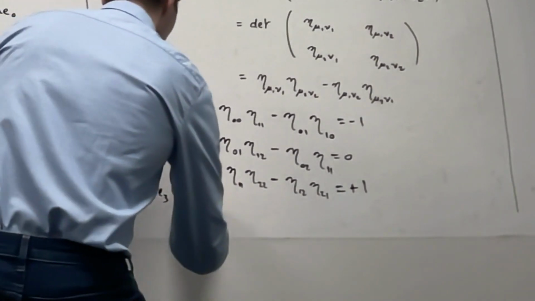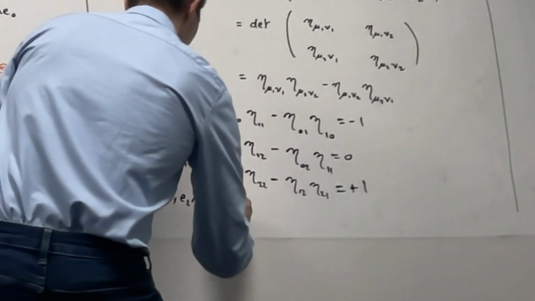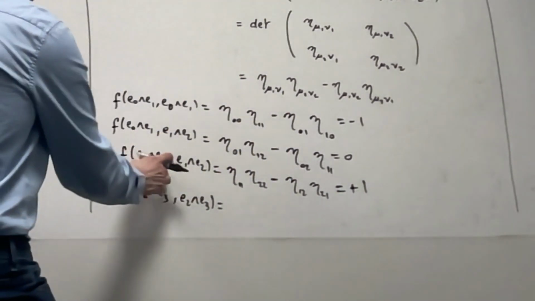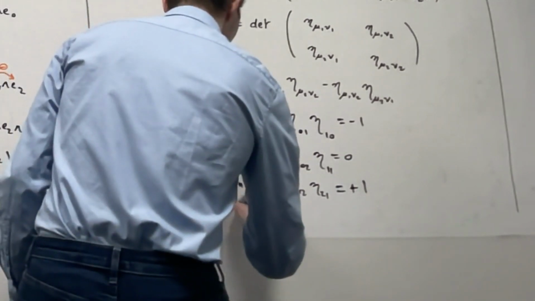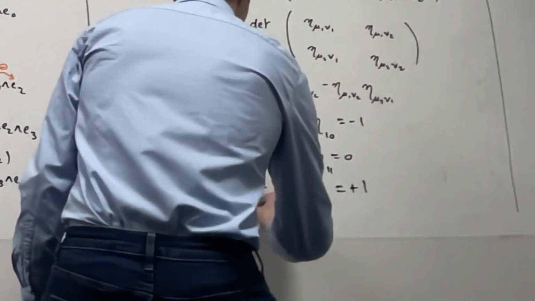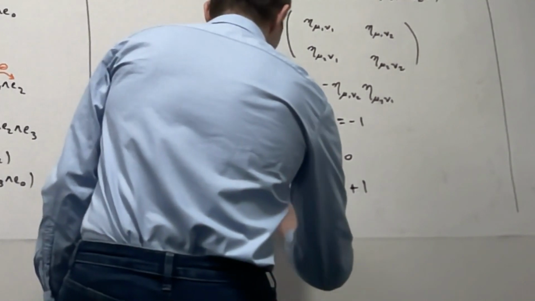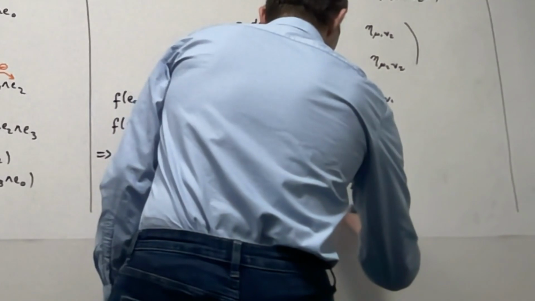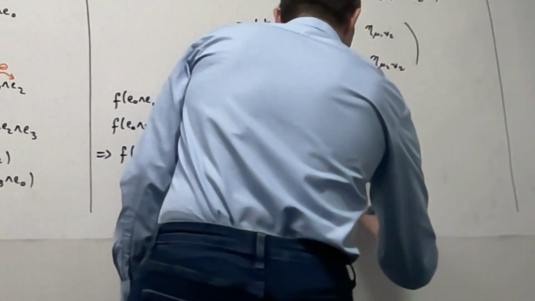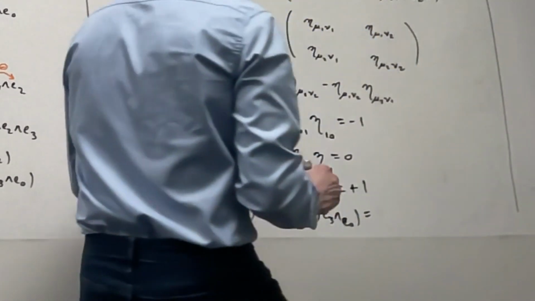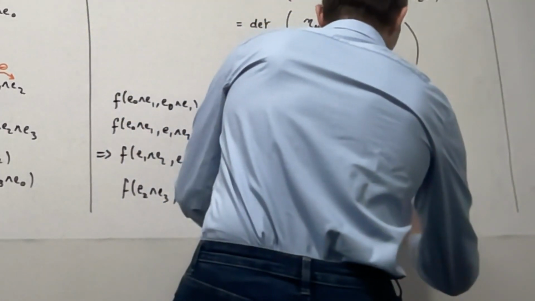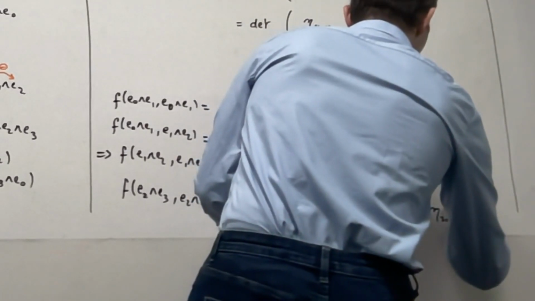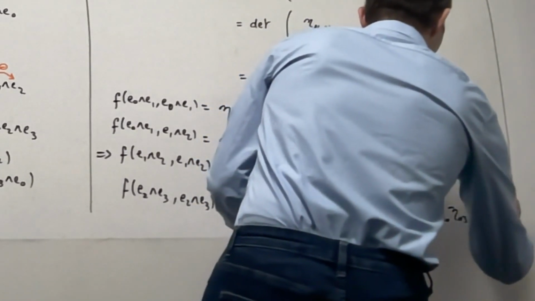So e2, e3, e2, e3. That's going to be equal to essentially the same thing because they are the same nature. So that's going to be +1 again. And the last one would be f of e3, e0, e3, e0. And this is going to be equal to eta 3, 3, eta 0, 0 minus eta 3, 0, eta 0, 3, and that's equal to -1.